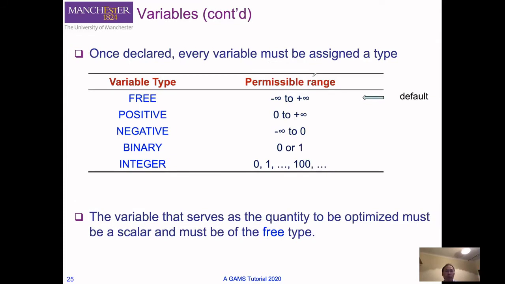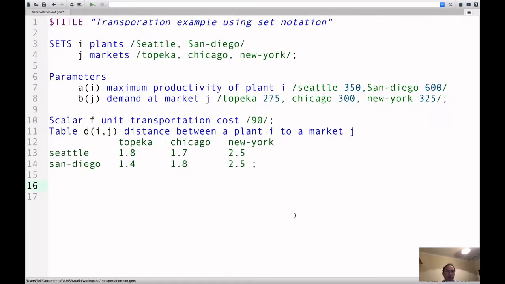As we mentioned in GAMS tutorial 1, there are 5 variable types. They are free variables, positive variables, negative variables, binary variables, and integer variables. Now, let's go to GAMS to define variables with at least one dimension.